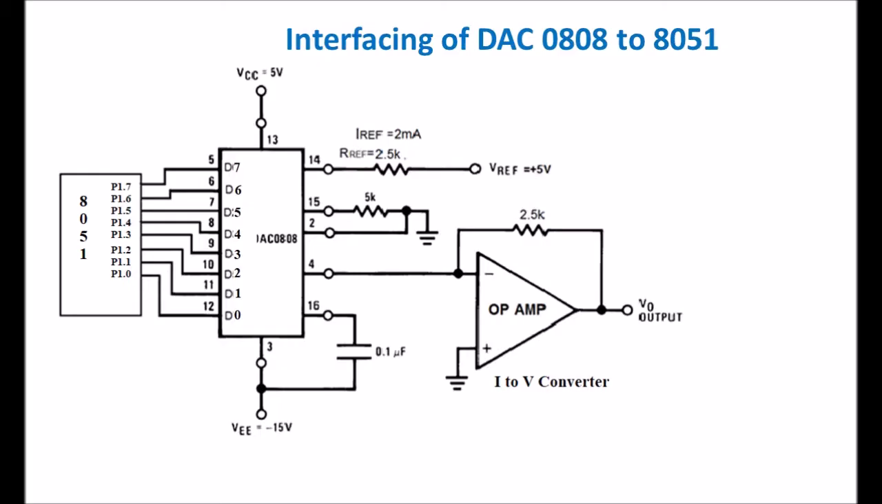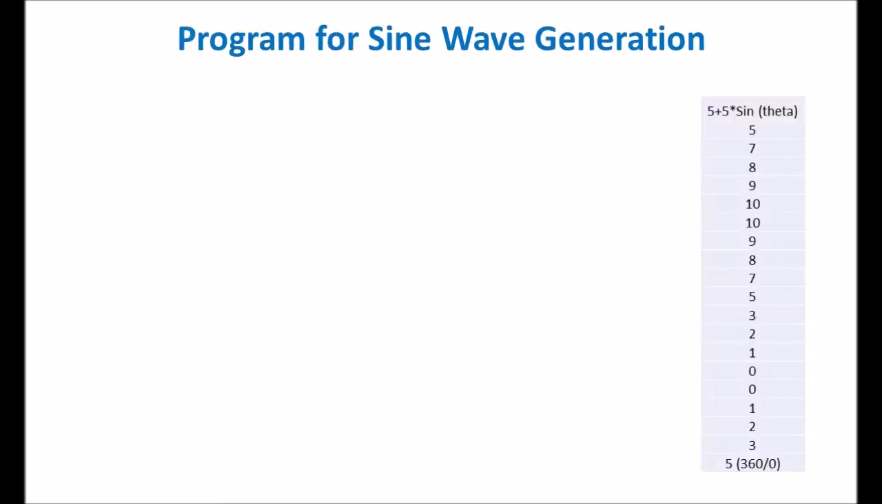But here we have to give values from the lookup table, and those will be converted into analog. These values correspond to the magnitude of the sinusoidal signal which we want to generate. To write a program for sine wave generation, we'll use these magnitude values which correspond to angle theta. So we are using a total of 18 values. The last value is related to angle 360 degree, same as 0 degree. Already we are storing the value for 0 degree, so we'll not use this value. So total values are only 18.